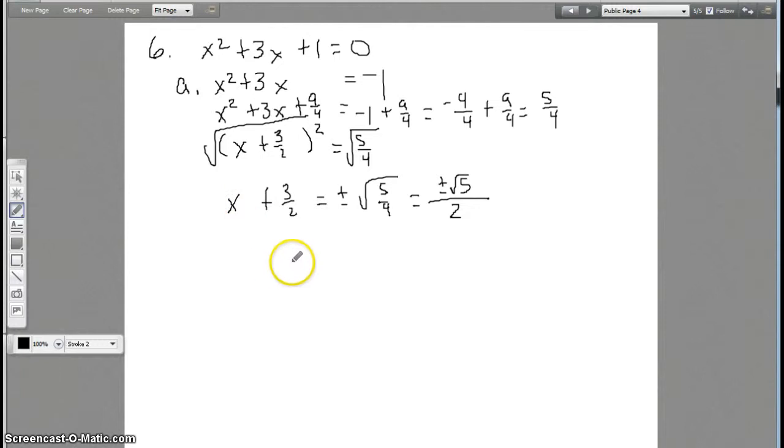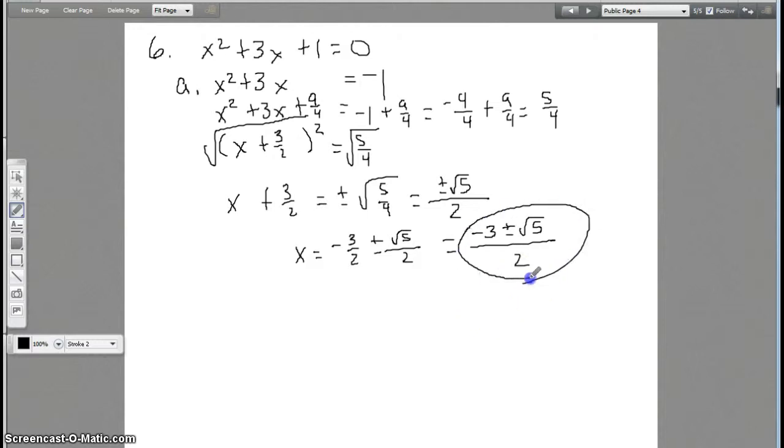So now I need to solve for x. I'll do that by subtracting 3 halves from each side. So our x will equal negative 3 halves plus or minus the square root of 5 over 2. Or I can rewrite this as negative 3 plus or minus the square root of 5, and all of that is over 2. This is the typical way to write it as a single fraction. Negative 3 plus or minus the square root of 5 over 2.